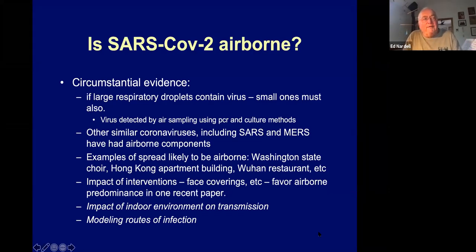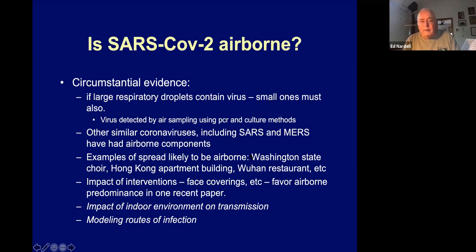I was part of a letter to the White House, requested by the White House, asking whether COVID was airborne, and the Academy of Sciences said, yes, the evidence is compelling, or, I should say, suggestive. The evidence is here. First of all, you can find the virus in the air, in large droplets and in small droplets, either by doing what's called a PCR test, looking for RNA, or by culture. Other similar coronaviruses, SARS and MERS, have had airborne components.